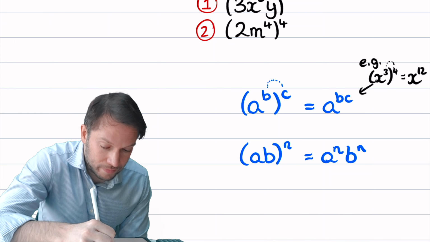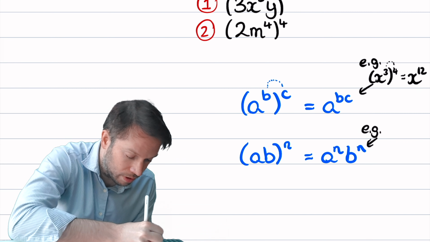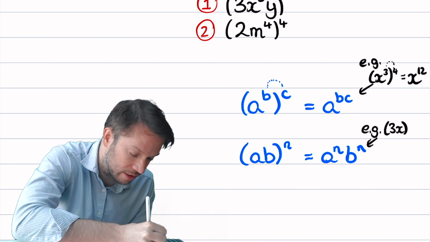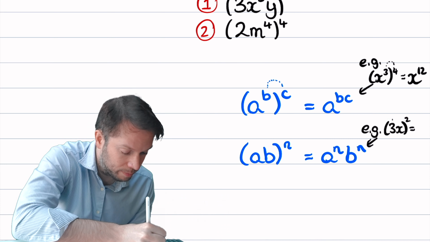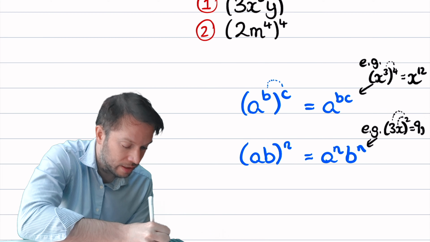Now, just an example, again, if we had, for example, 3x and we wanted to square it, we do the 3 to the power of 2, which is 9, and we do the x to the power of 2, which is x squared, like that.